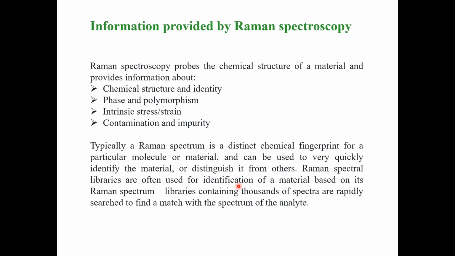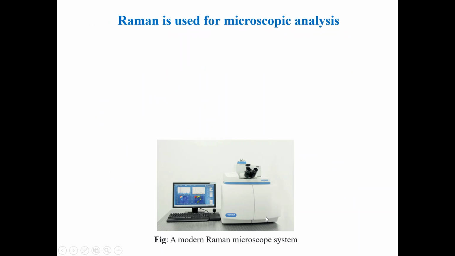Raman spectrum libraries are often used for identification of materials based on their Raman spectra. Libraries containing thousands of spectra are rapidly searched to find a match with the spectrum of the analyte. Raman is also used for macroscopic analysis. A typical Raman macroscope you can see here. Maybe you might have one in your laboratory. This is a typical modern Raman microscope, linked with the computer screen.